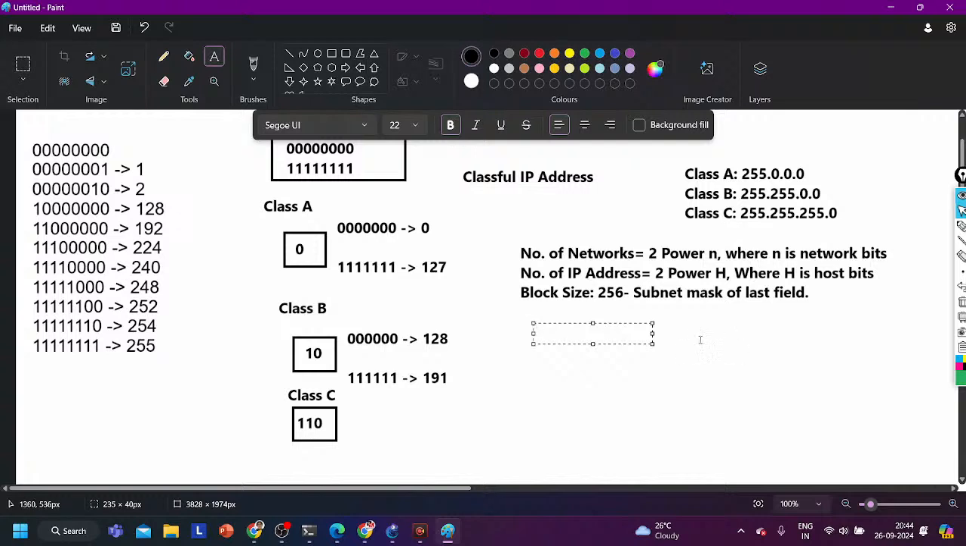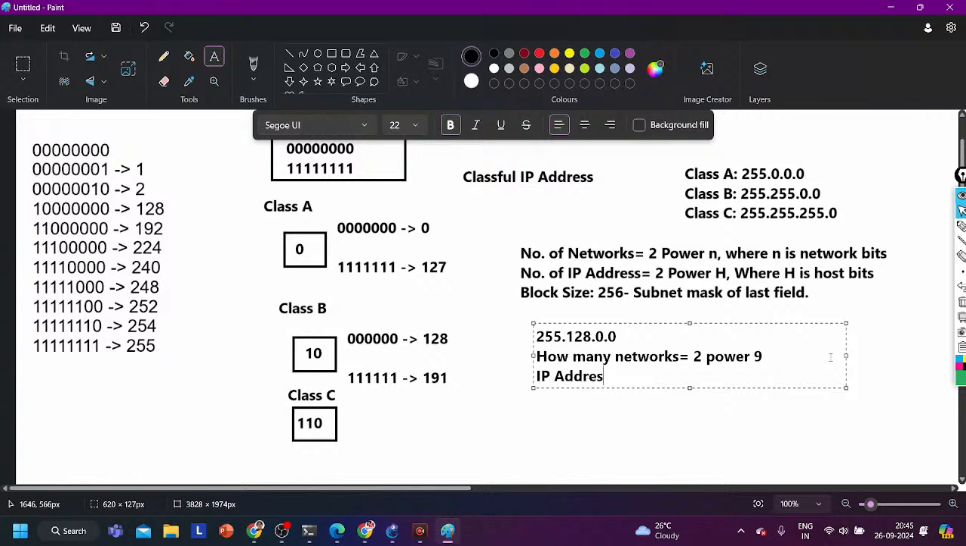So if I am writing one subnet mask here, and that subnet mask is 255.128.0.0, can you tell me how many networks I can design here? How many networks are there? Tell me guys. 2 to the power network bits. So network bits are 8 and 1, that is 9. Right? How many IP addresses are there? 32 minus 9, 2 power 23.